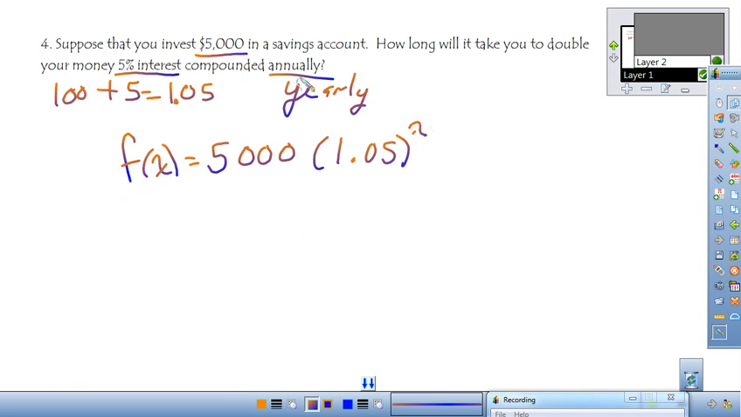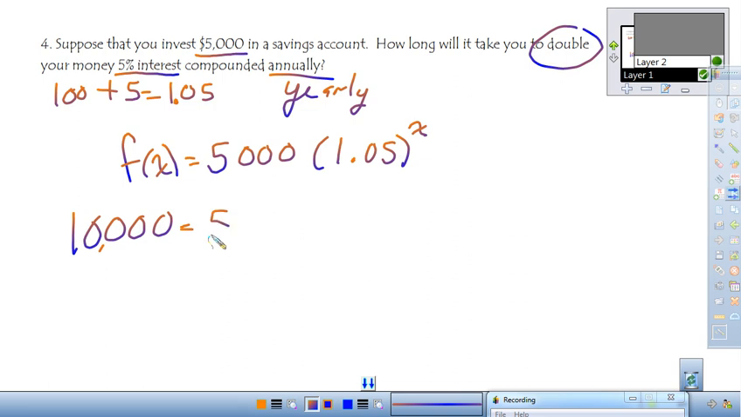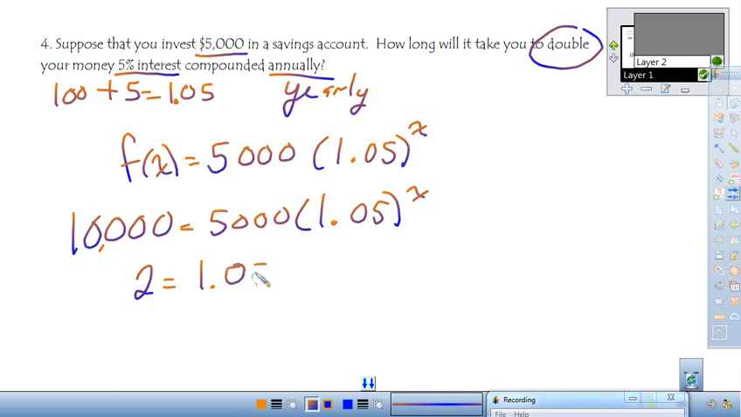And then they want you to know when it will double. Well, 5,000 doubled is 10,000. And you solve this one as well. So when you divide here, you should get 2. Yes, it's going to always do that because it's doubling. If it was tripling, it would turn into a 3. You can use that shortcut if you'd like to.